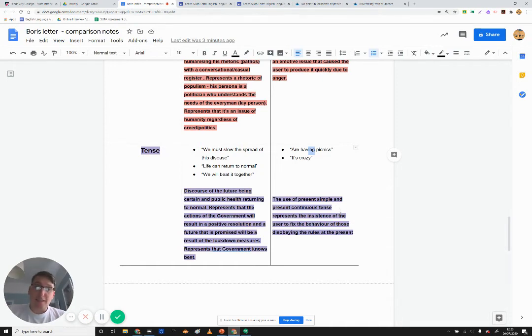So all of these examples in terms of language show how we can compare the ways that texts do different things in the same way or different ways. Obviously, these texts were very, very different, even though they were ultimately about the same field. They were about lockdown.